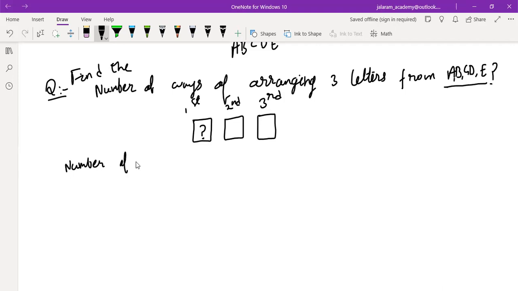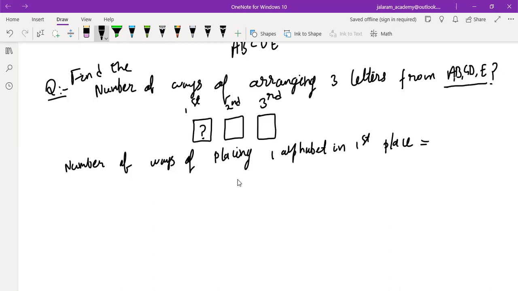We will write the statement: number of ways of placing one alphabet in first place. How many methods will be there? Can you tell? So 5. Why 5? We have 5 methods. Either we can place A, or we can place B, or we can place C, or we can place D, or we can place E. Is that clear to you?